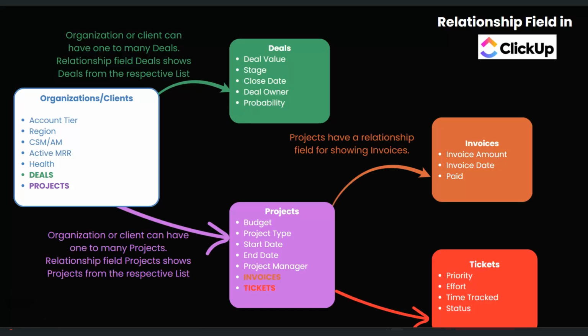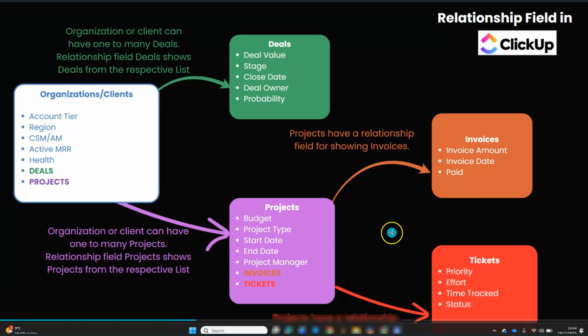You can have a list of invoices which have invoice amount, invoice date, and whether it's been paid or not. And then projects can have a relationship field for showing those invoices. So once an invoice is paid, then the project can kick off. Similarly, if the project is in a support phase, then you can have a list of tickets with fields of priority, effort, time tracked, and status. And then related to the project, you can just track the tickets in there. This would mean that the lists of invoices and tickets will have a relationship field within projects.